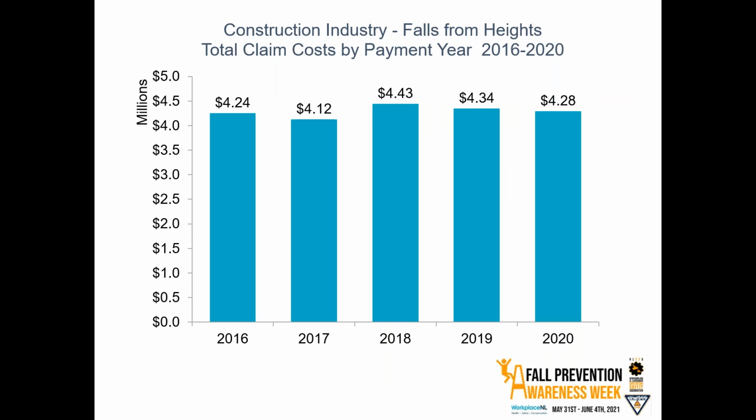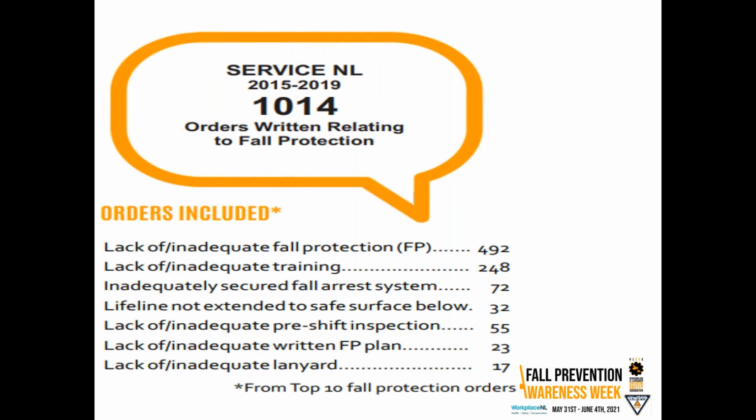When we look at how much this costs, it's pretty expensive. These are, for the most part, again, serious injuries. So it's around $4 million and change on a yearly basis for us to cover the cost of compensation for those workers that are injured, again, just in the construction industry.